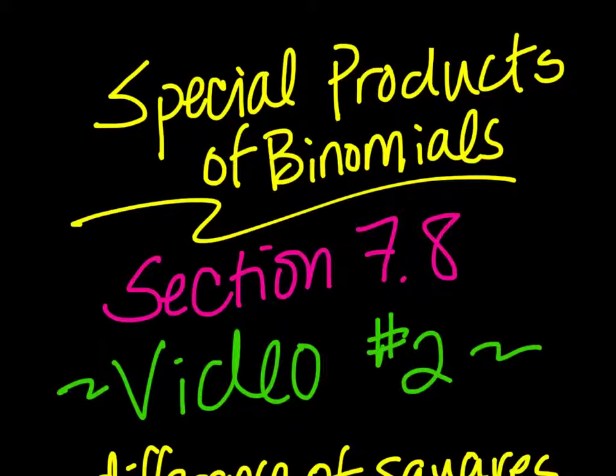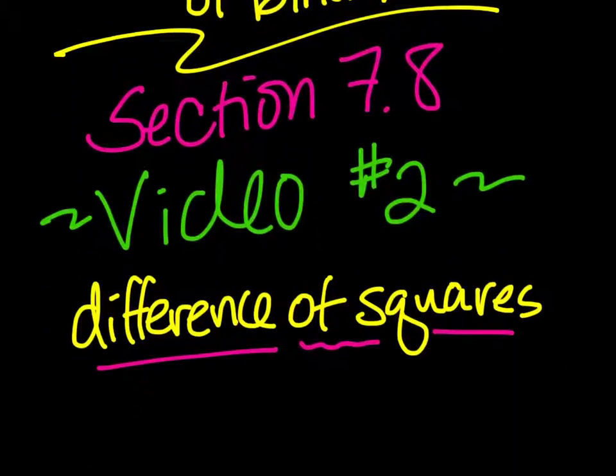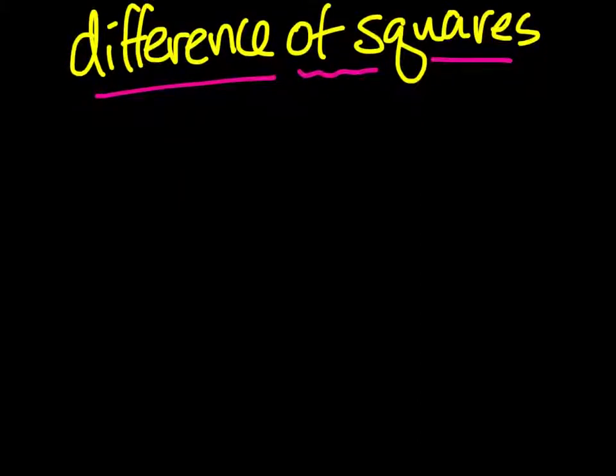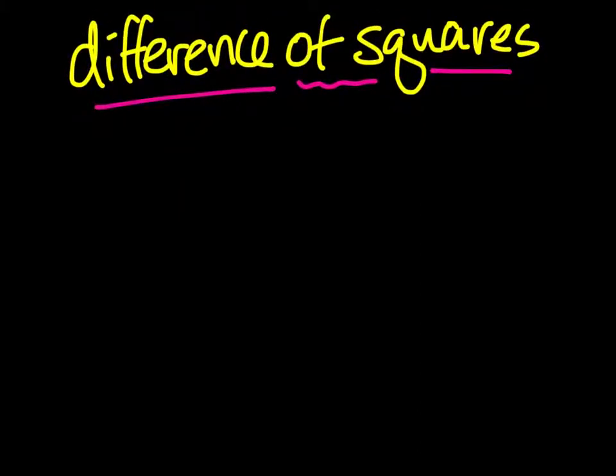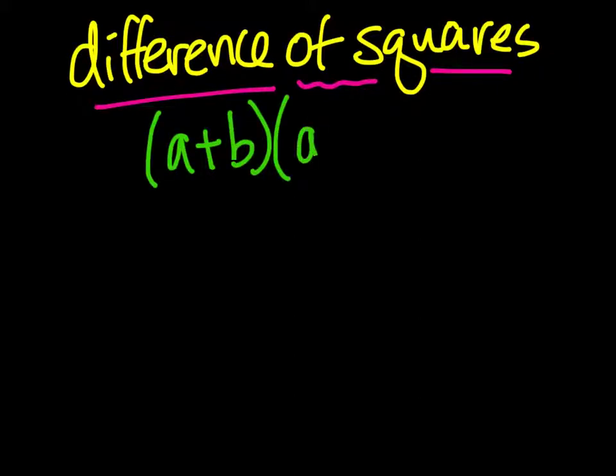This is for section 7.8, and today we are going to talk about the difference of squares. So let's move on here. Here we go, difference of squares. Essentially, we are going to create the generalization and then also practice it with real problems.